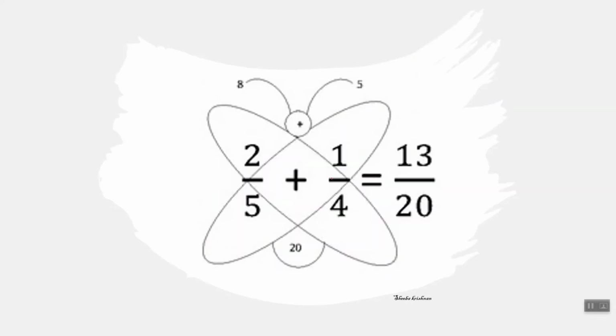Let us take another example. 2 by 5 plus 1 by 4. Here we first multiply 2 by 4. 2 times 4 is 8. Then we multiply 5 and 1. 5 times 1 is 5. Then we multiply the denominators 5 and 4. 5 times 4 is 20. So the numerators are 8 and 5. We will add the numerators. 8 plus 5 is 13. And the denominator is 20. So 13 by 20 is the answer.